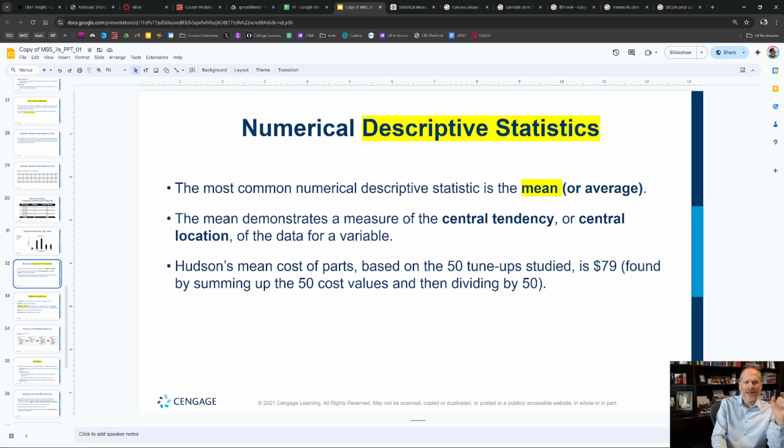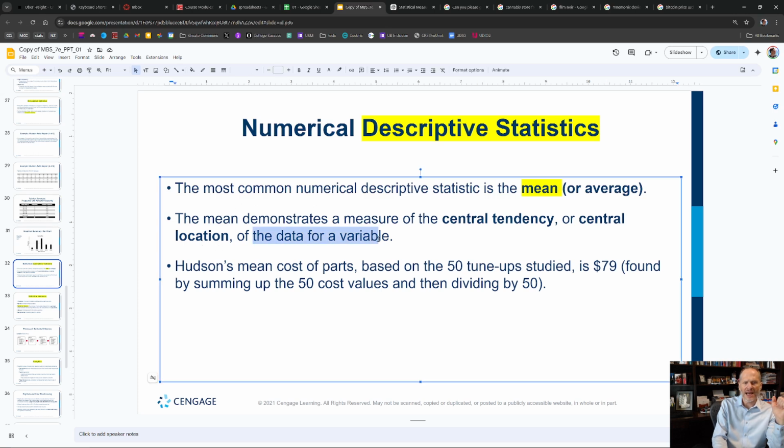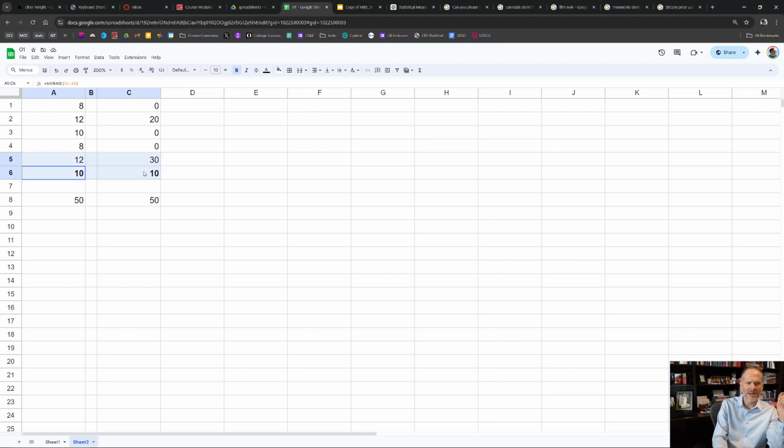So the mean demonstrates a measure of central tendency or central location of the data for a variable. Hudson's mean cost of parts based on the 50 tune-up study is $79, found by summing up the 50 cost values and then dividing by 50. So that's what we did over here, right? We found the mean by summing up the amount of sales each day and dividing by the number of days. 50 divided by 5 is 10. Summing up the sales they did for each day, which is 50, and then dividing by 5 days gives us the mean of 10.